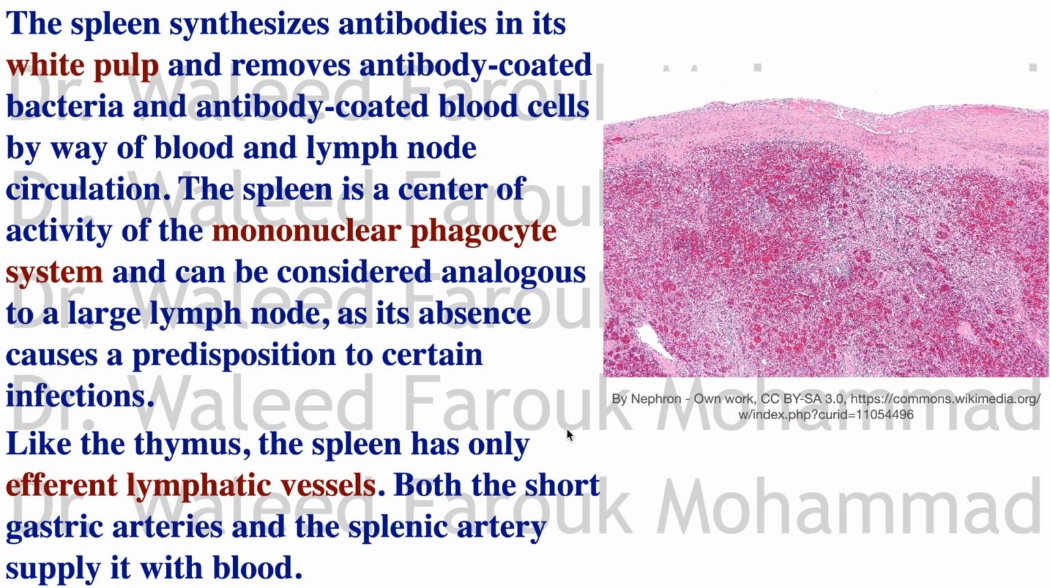Spleen synthesizes antibodies in its white pulp. This is the white pulp of the spleen, and this is the red pulp of the spleen. And it removes antibody-coated bacteria and antibody-coated blood cells. It's a center of activity of the mononuclear phagocyte system or phagocytic system, and its absence causes predisposition to infection.